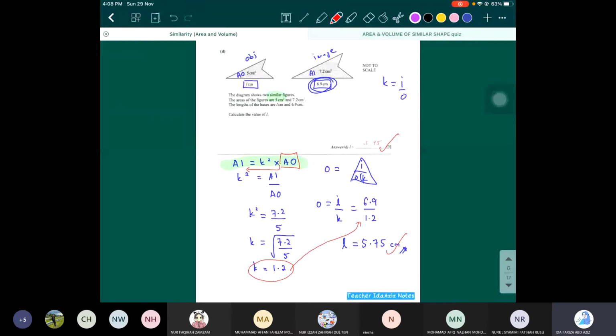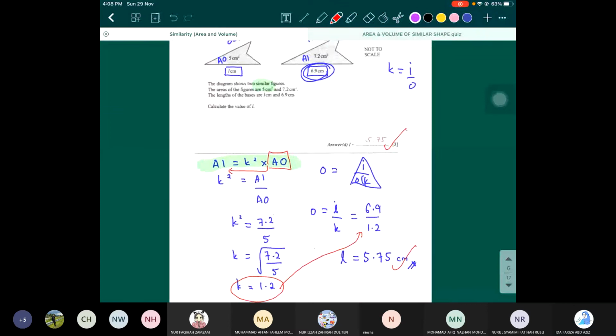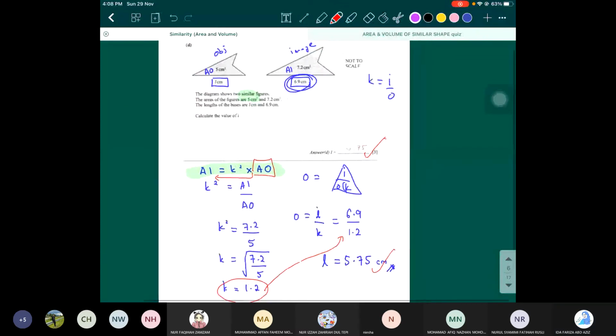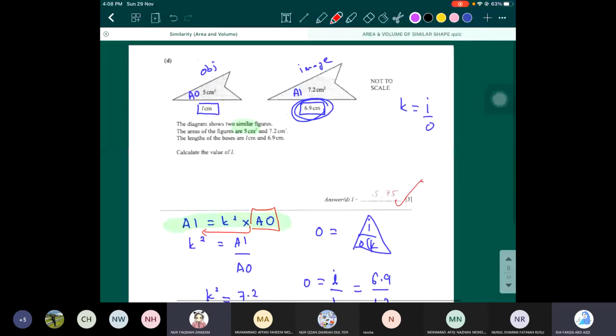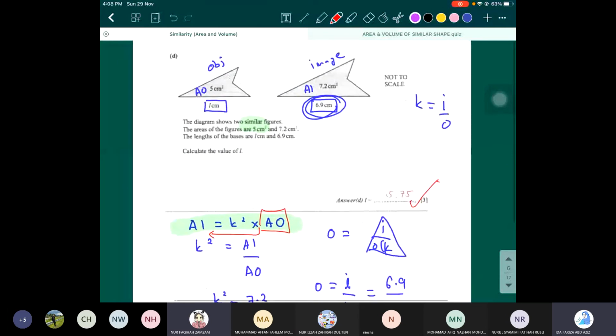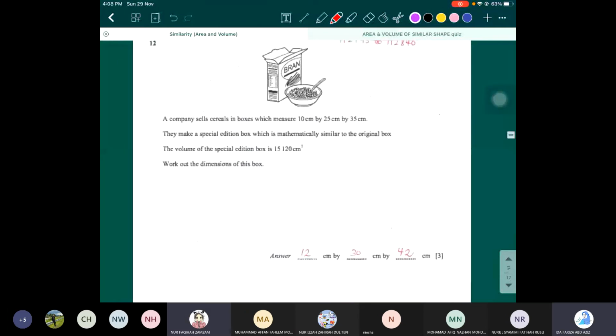Alright, is that clear? Boleh? So far, so good? Yes. Alhamdulillah. Okay, jom kita tengok lagi contoh kedua. Another example of past year question.